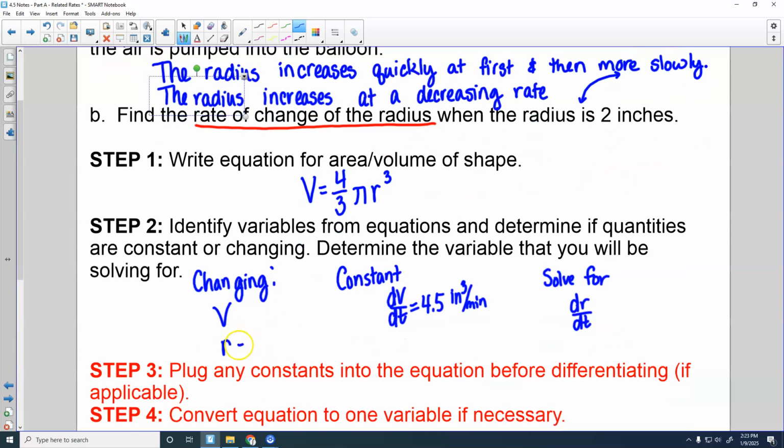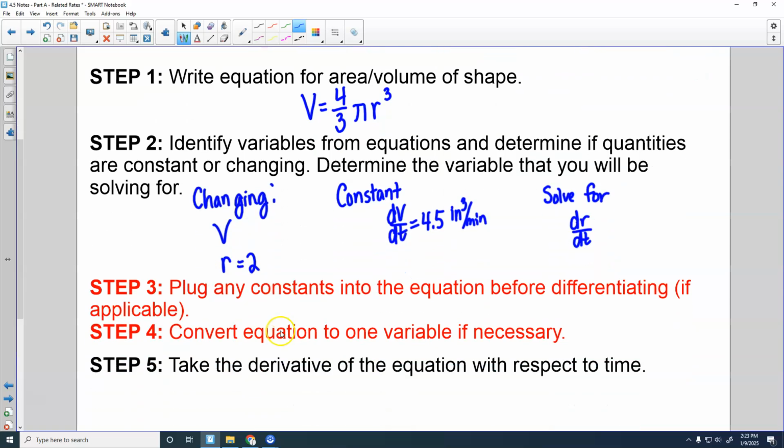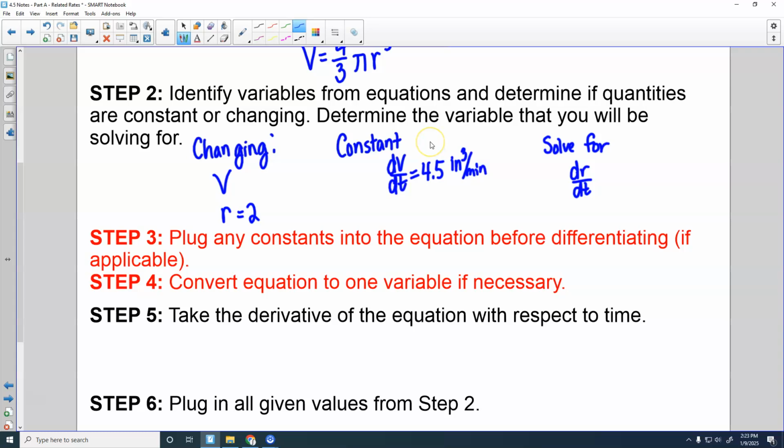So I'm going to put over here that r equals 2. But can I plug this in before I take the derivative? I cannot, because that value is changing. It's in my changing section. We're going to see one in a second, I promise, where it goes in the constant section and we can plug it in. But that's not the case here. So we can't plug in any constants. We don't need to convert it to one variable because this still has just two variables in it, so it's not going to be necessary. So we need to take the derivative.